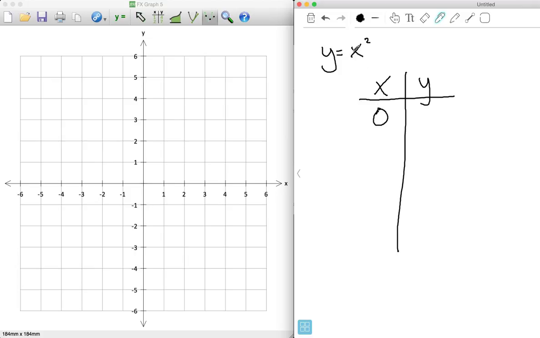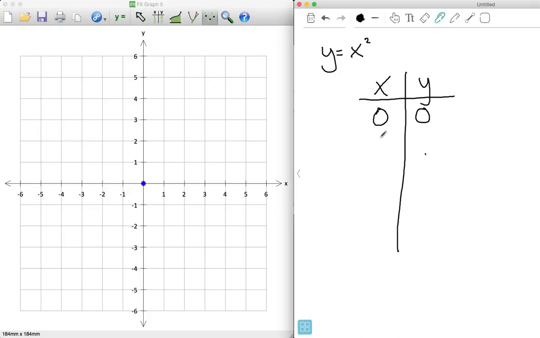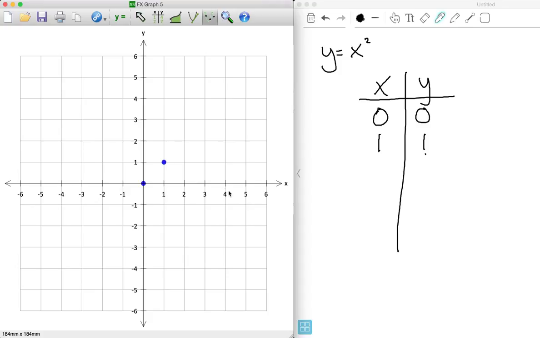When x is 0, I put a 0 in here. 0 squared is 0. So when x is 0, y is 0. That corresponds to the point on the graph 0, 0. So let's put that point on there right now. Coming back to this one, let's pick an x of 1. 1 squared is 1. So when x is 1, y is also 1. So I'm going to come over here and I'm going to put that on our graph.